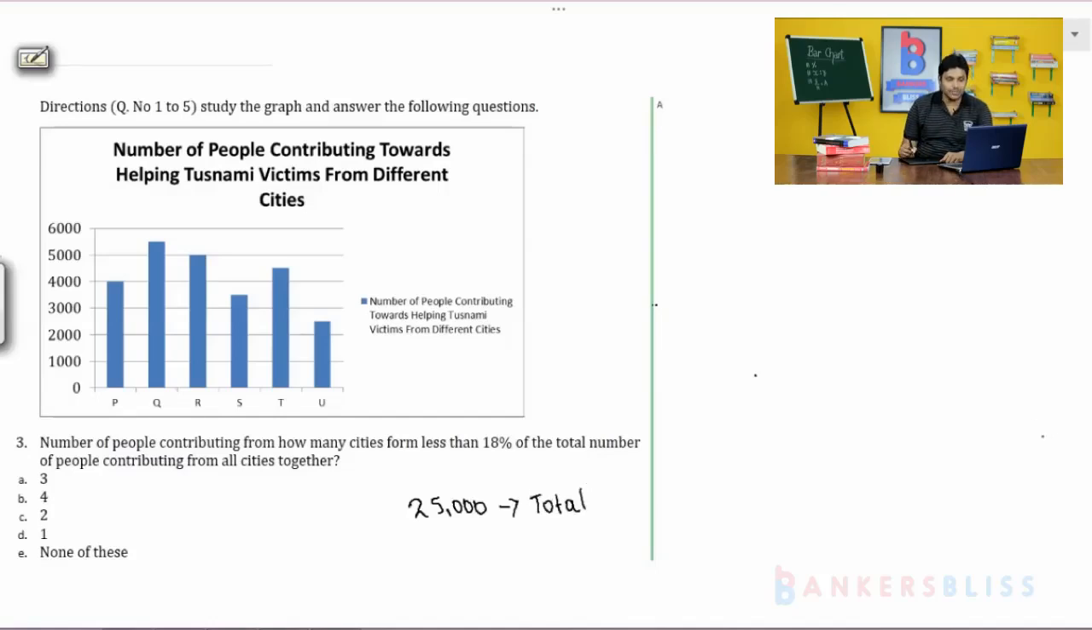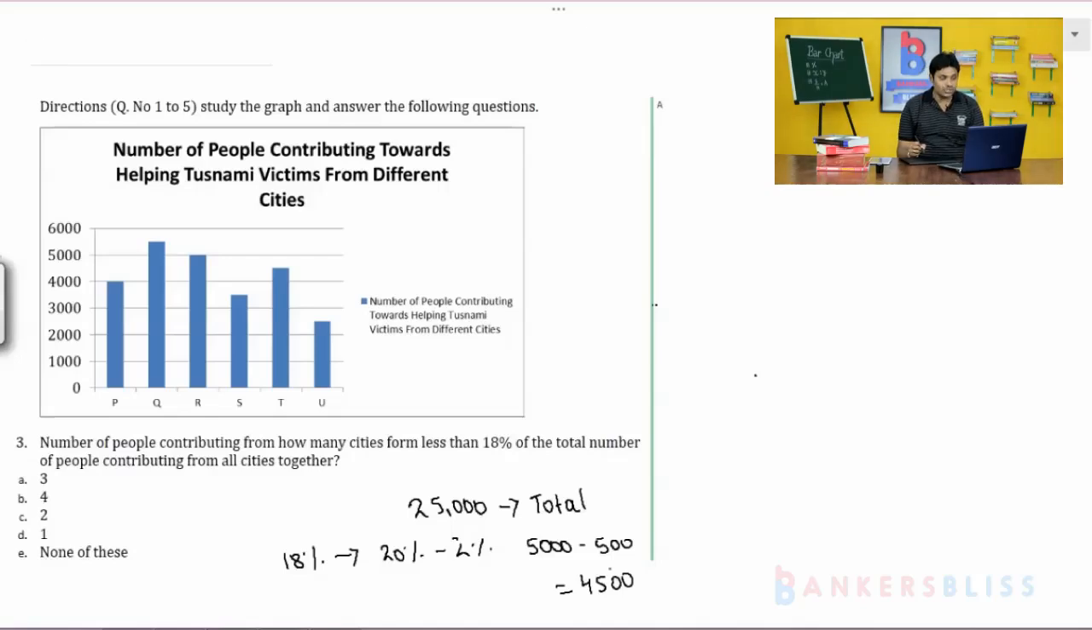So less than 18% means you calculate 18%. How do you calculate? 18% is nothing but 20% minus 2%. So 20% is 5,000. Then 5,000 minus 500, you are going to get 4,500. Okay, so less than 4,500.